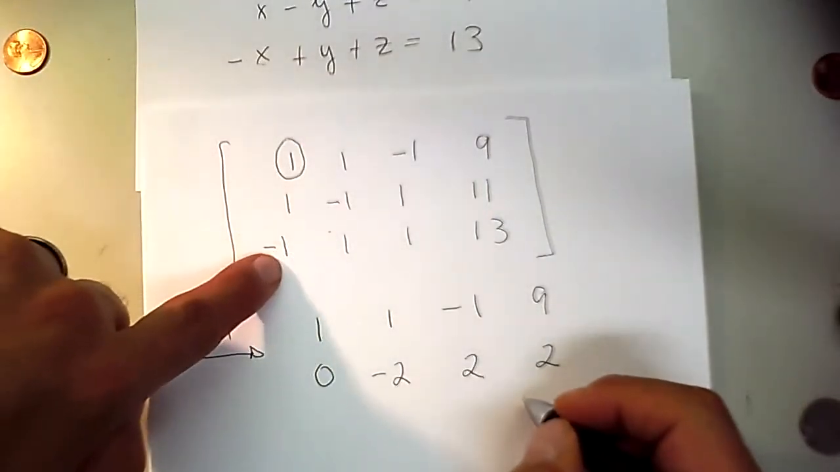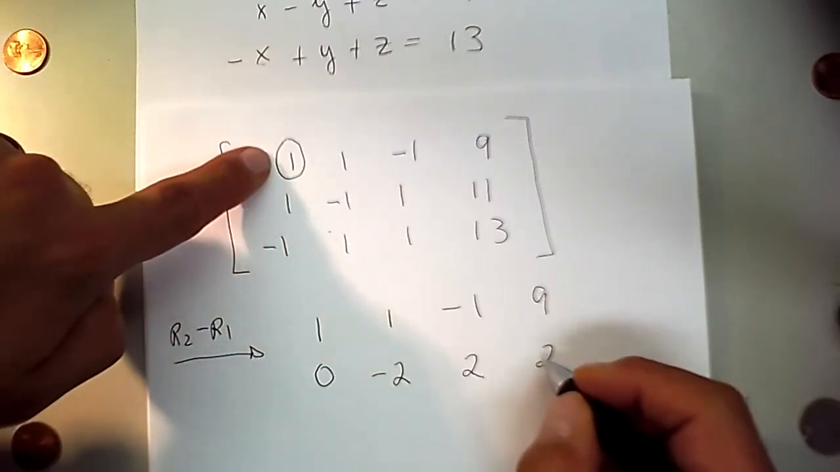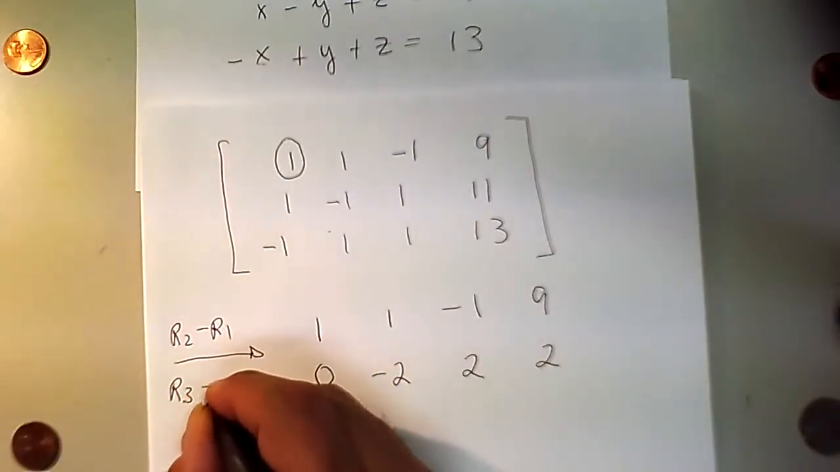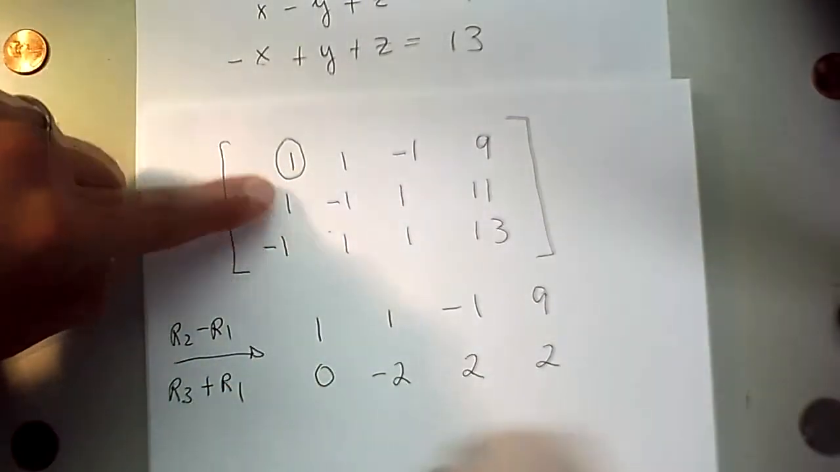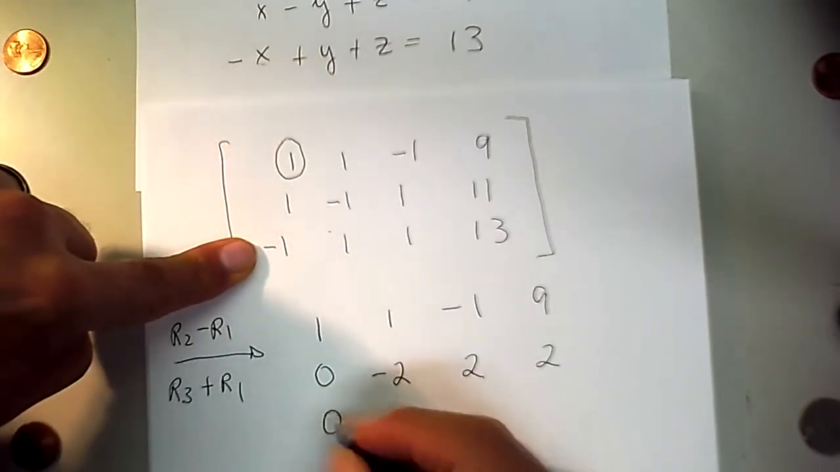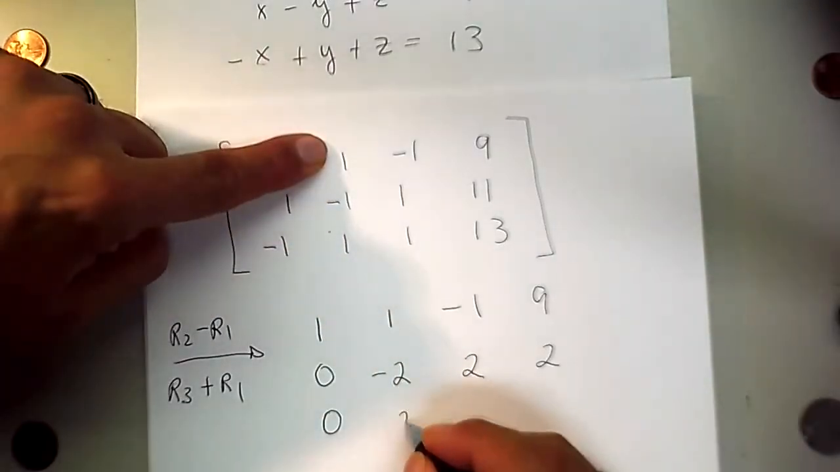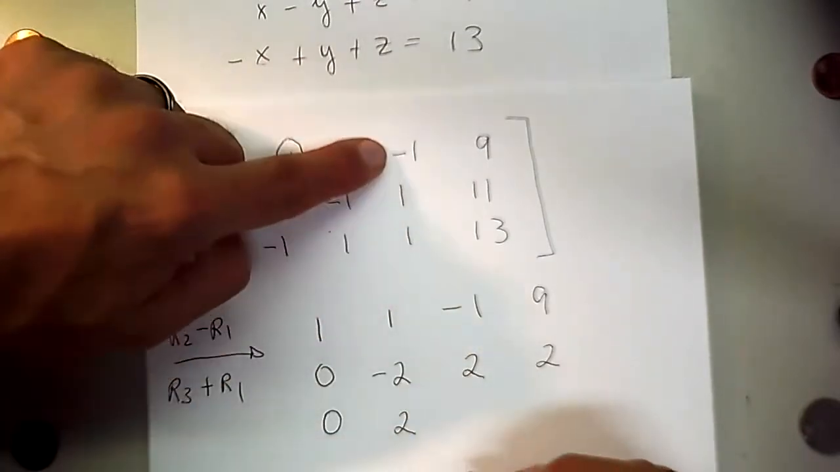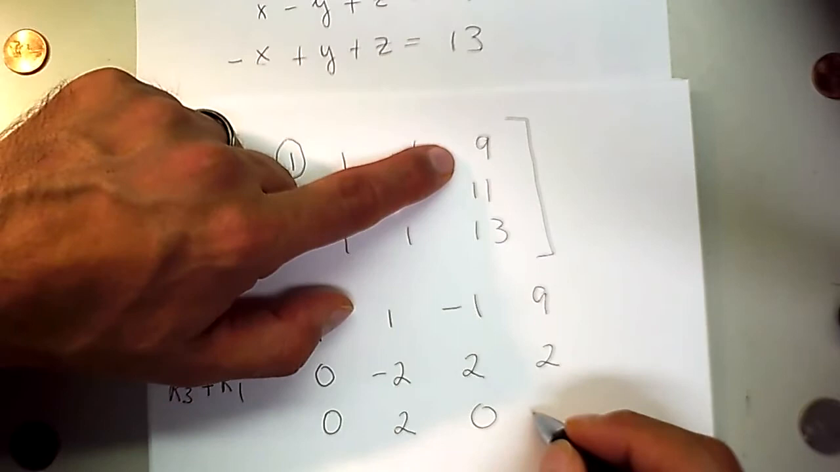Might just as well get rid of this number and convert it into a 0 by adding the first row into the third row. Row 3 plus row 1. This is already 1 and this is negative 1, so we can simply add and that will turn into 0. So we do that. Negative 1 plus 1, 0. 1 plus 1, 2. 1 plus negative 1, 0. 13 plus 9, 22.